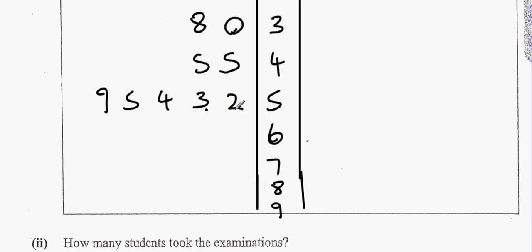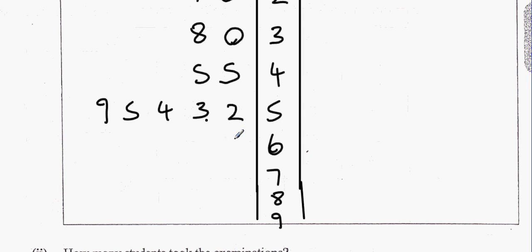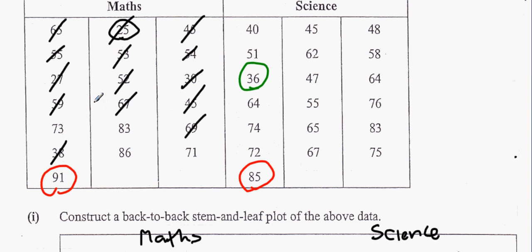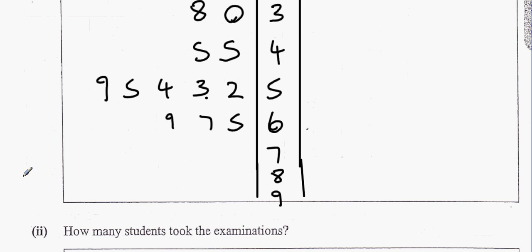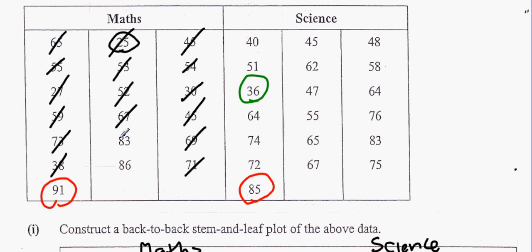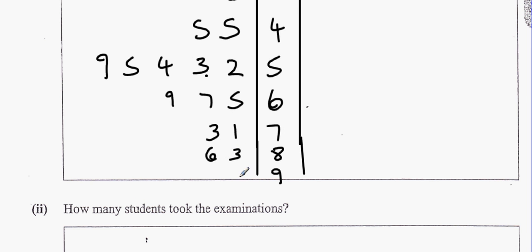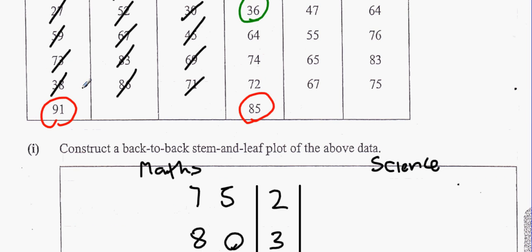Now we're on the 60s: 65, 67 and 69, so it's going to be 5, 7 and 9. Then we're going into the 70s: just 1 and 3. Now we're going into the 80s: just 3 and 6, and we know that the maximum there is 91. Now, the next thing we're on is science.